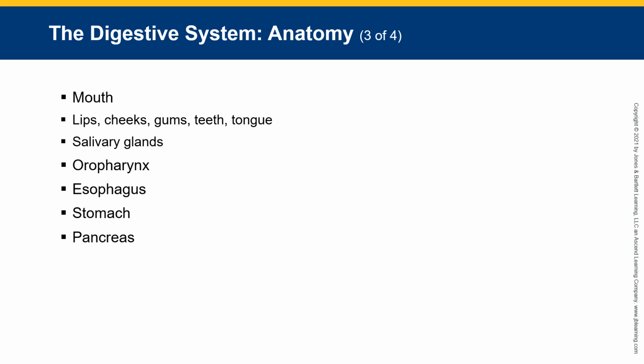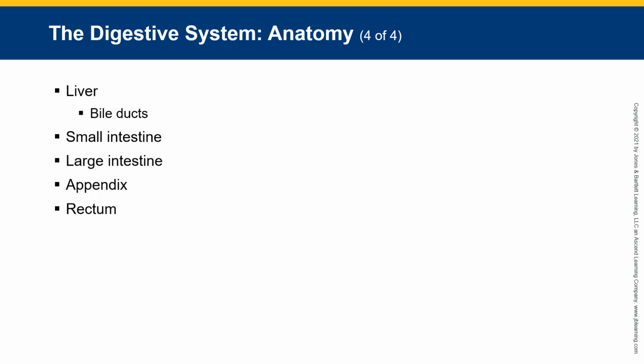The digestive system starts with your mouth. It does not skip and start only in the esophagus. It starts in the mouth. Lips, cheeks, gums, teeth, and tongue. The salivary glands, your esophagus, stomach, and pancreas. The liver, which has bile ducts, small intestine, large intestine, appendix, and rectum.